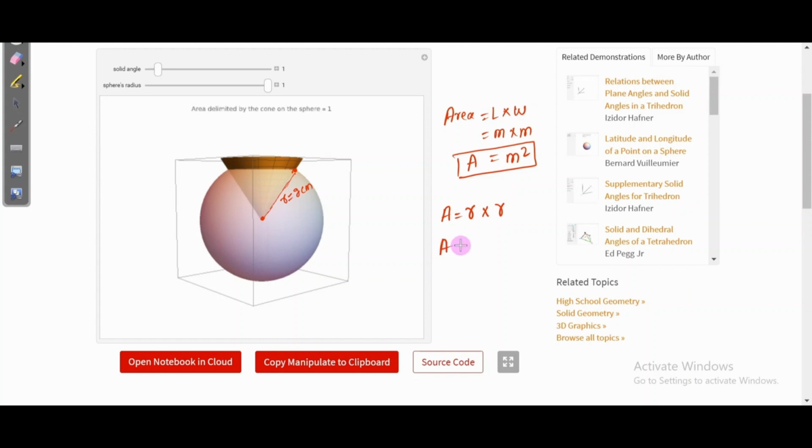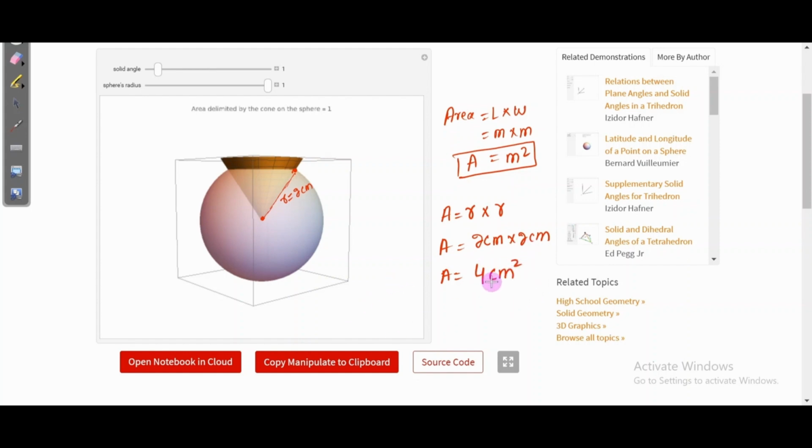So let's say we have 2 centimeter here, so this will be 2 centimeter multiplied by 2 centimeter. This r times r means 2 centimeter multiplied by 2 centimeter, and it gives us 4 centimeter square.